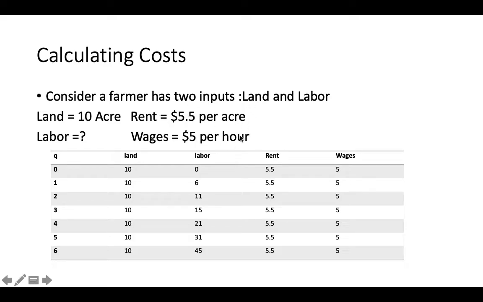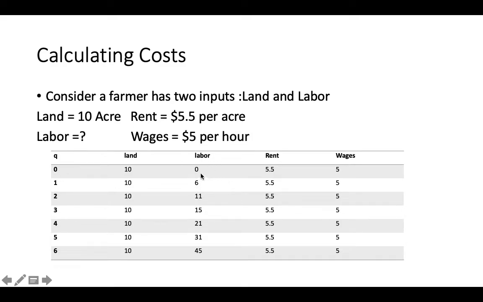Now, I have mentioned this information in the form of a table, taking different levels of output starting from 0, 1, 2, 3, 4, 5, and 6. Land, which is 10 acre, is mentioned over here. At each level of output, it is 10 acres. Labor, the farmer has to decide.